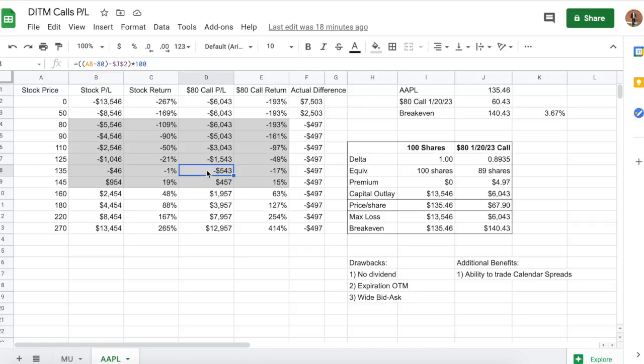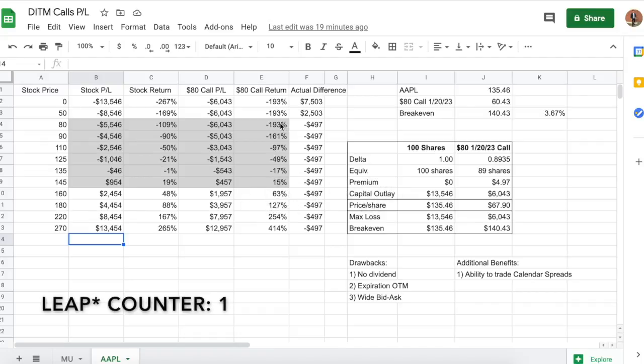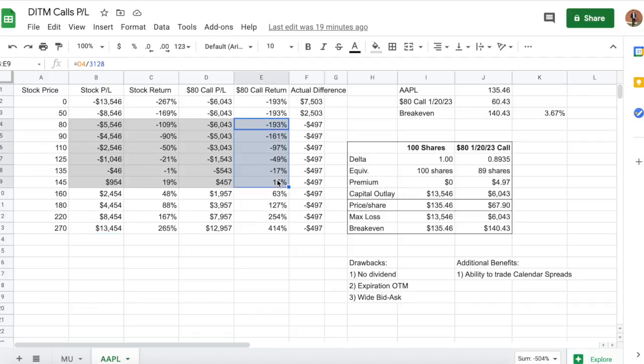Whereas if you were to buy this deep in the money call, you would be down $543, and that is basically due to the fact that you paid premium for this contract. You can see that total premium is $497, which is the total dollar difference right there. So if you see this range here, I've highlighted it in gray. This is where you're worse off buying the LEAP as opposed to buying the shares outright. And by worse off, I mean your percentage loss is worse, and here is the total difference in your loss.